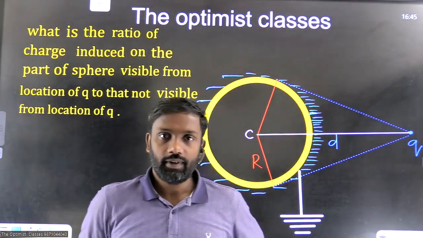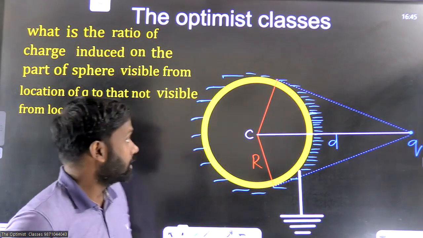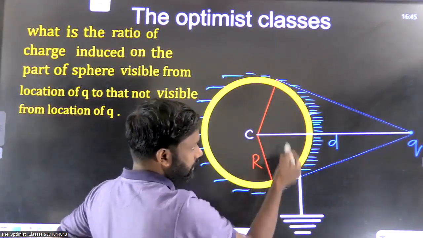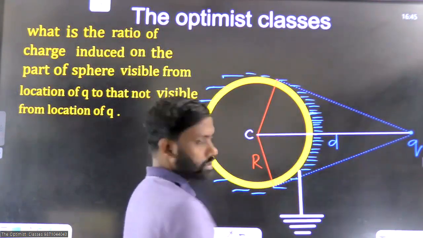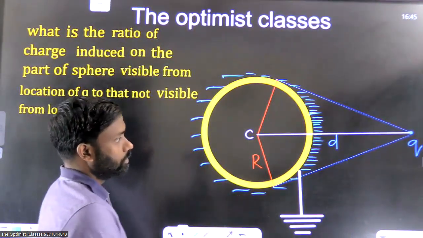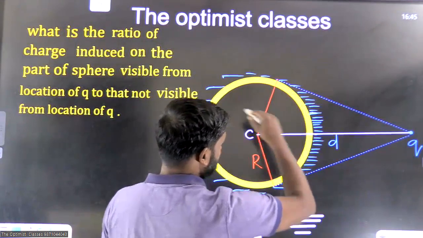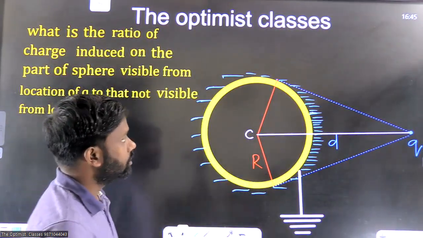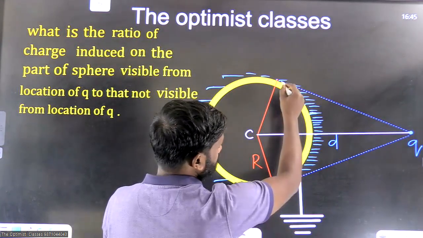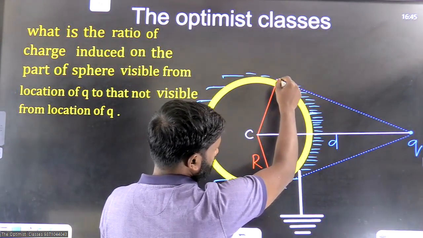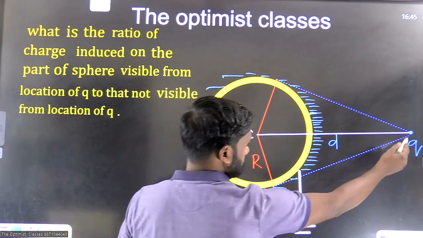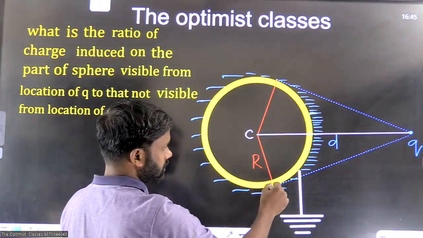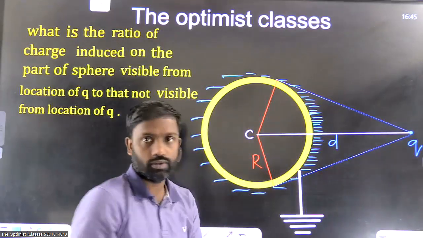Hello everyone. In this video, I'm going to discuss an interesting problem. There is a grounded sphere, and in front of the sphere, a point charge Q has been kept. Because of the presence of this charge Q, some charges will develop on this conducting grounded sphere. The question is, what is the ratio of charge induced on this portion, which is visible from the location of charge Q, to this portion, which is not visible from the location of charge Q?